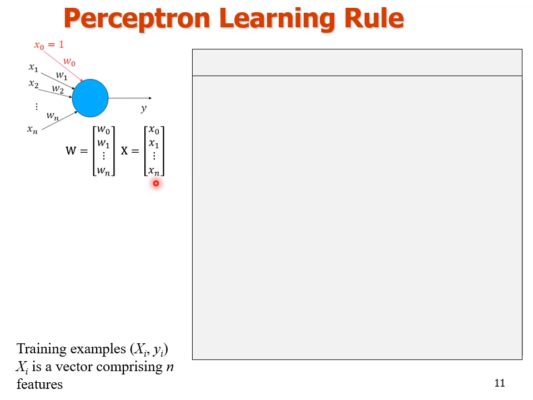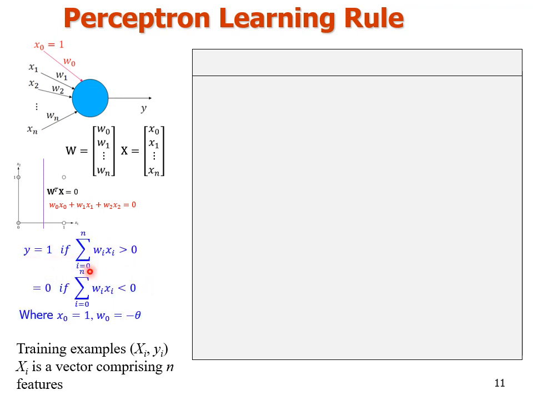Now we know the expression for how the perceptron computes the output y, but here we are slightly modifying that expression. See here, y equals 1 if the summation over i equal to 0 to n of wi xi is greater than 0, and y equals 0 if the summation over i equal to 0 to n of wi xi is less than 0. The reason behind modifying the expression can be explained using this figure.